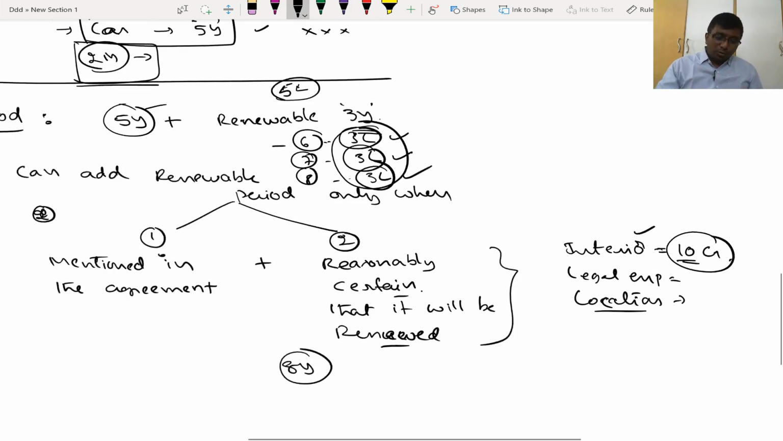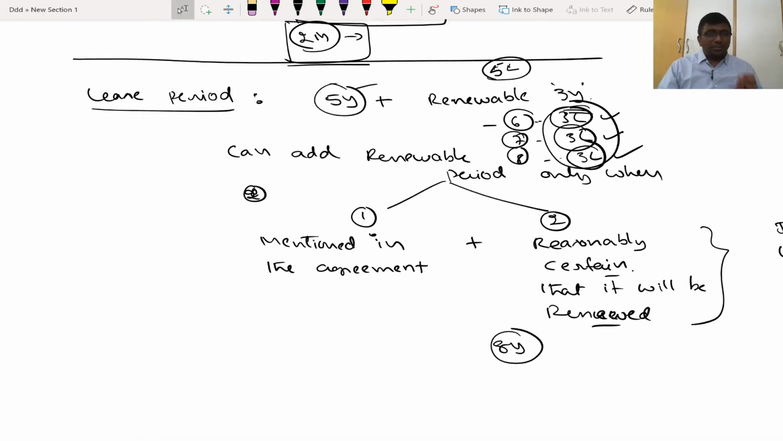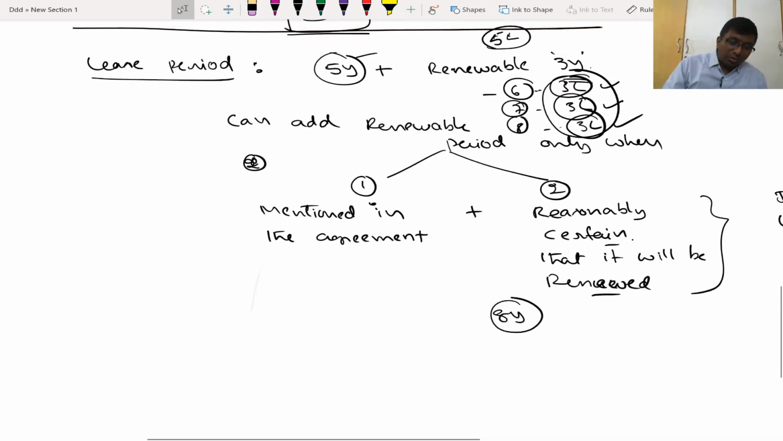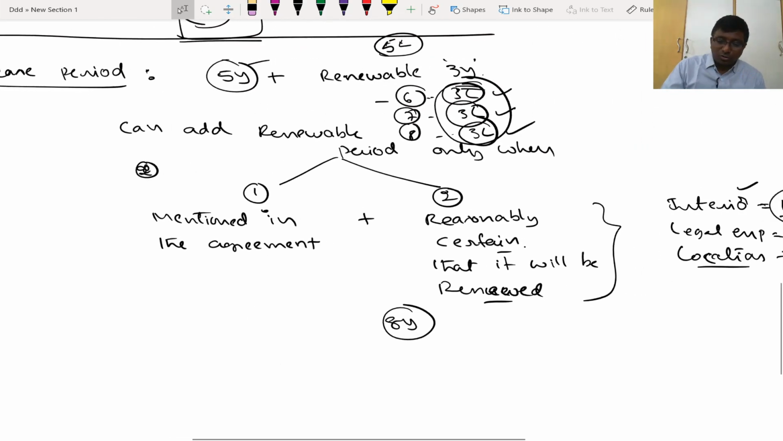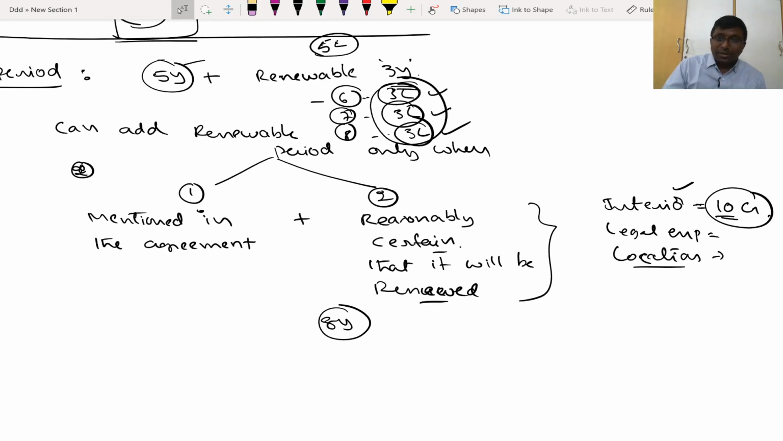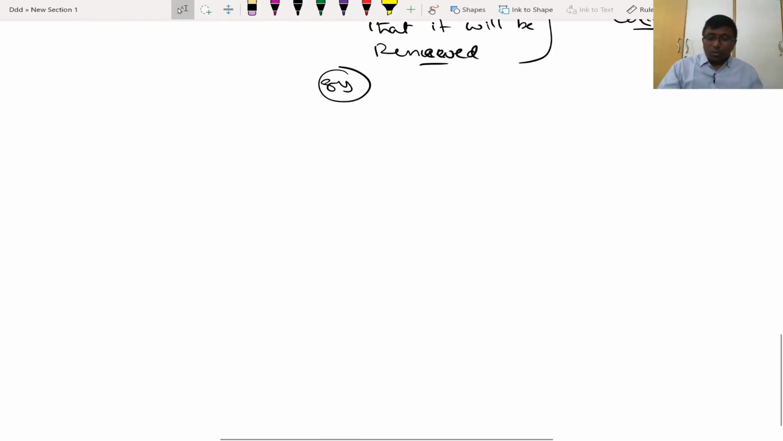Okay, hope you understood. Lease period is generally a non-cancelable period of 5 years, plus a renewable period can also come in, but subject to conditions. It must be mentioned in the agreement very clearly. The next point: it should be reasonably certain that the lessee is going to exercise this renewable period option also. So lease period, I hope you understood. If you want to write, I hope you must be writing along with me right now. Okay sir, done.